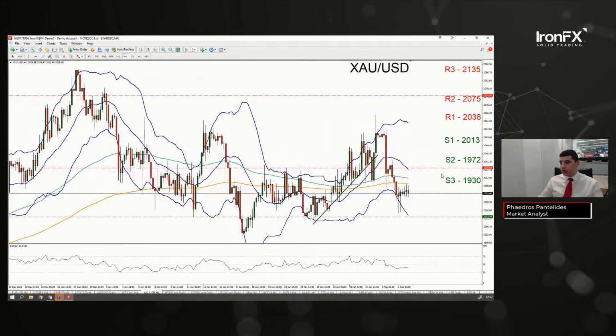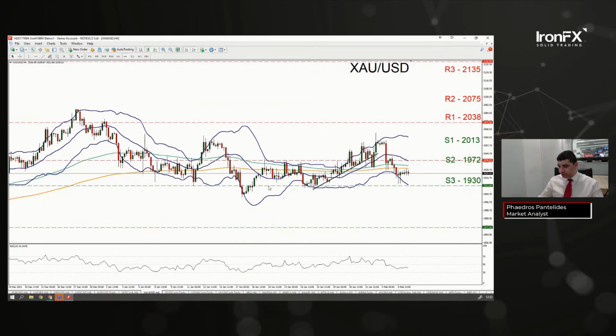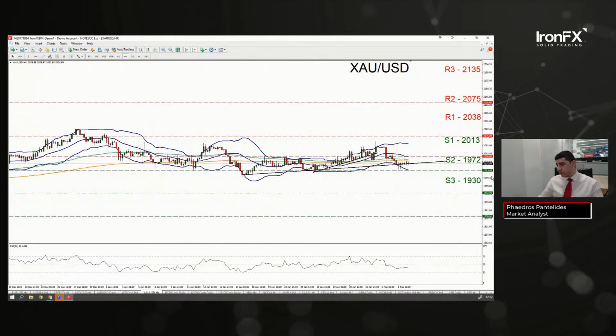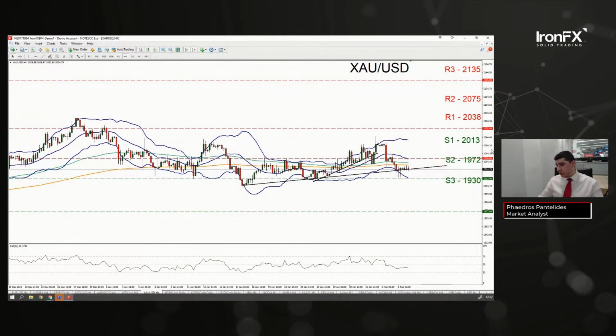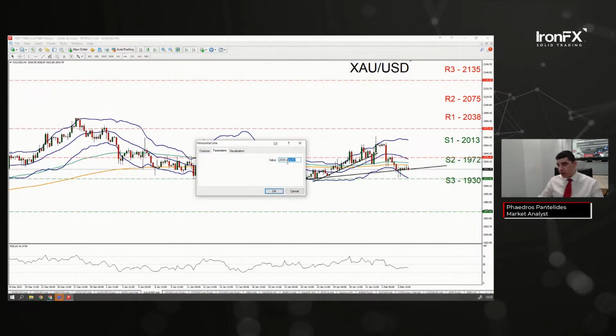In terms of gold, let's move on to the 4-hour chart. Now for oil, gold, excuse me, I have multiple touches, so validating this is an upwards moving trend line. The smoothing of the moving averages, failing to break below S1 at 2013. And you've got 2039 as R1.